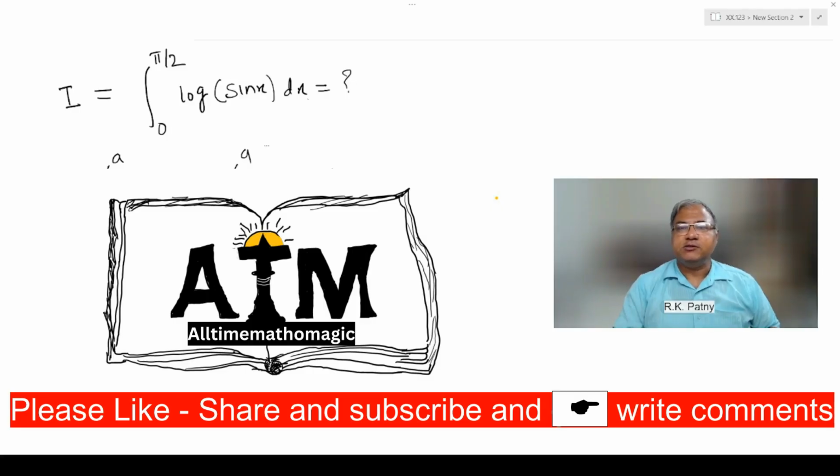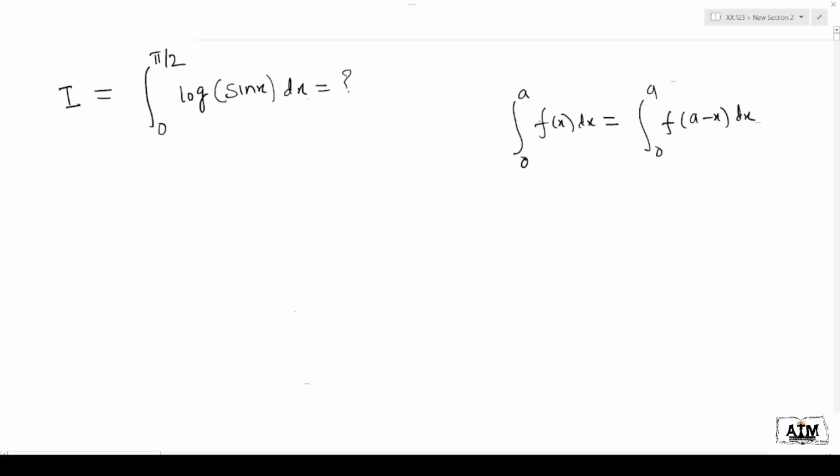So let's start today's problem: integration from 0 to pi by 2 of log of sin x with respect to x. Here is the property from 0 to a. In our question, the limits are 0 to pi by 2, so a is equivalent to pi by 2. Using the property, first of all, call it equation 1. After using the property, the limits 0 to pi by 2 remain as they are, only the function will change. Here is f of a minus x. Log of sin x is nothing but f of x.